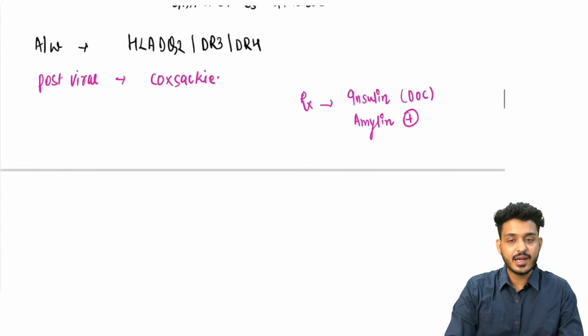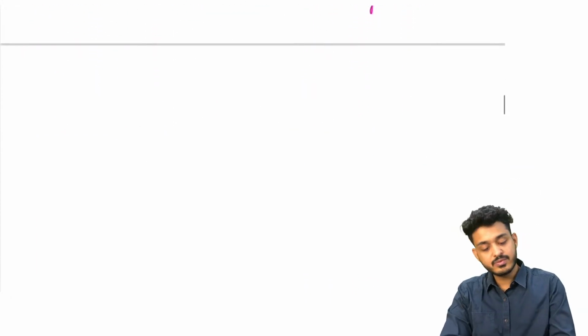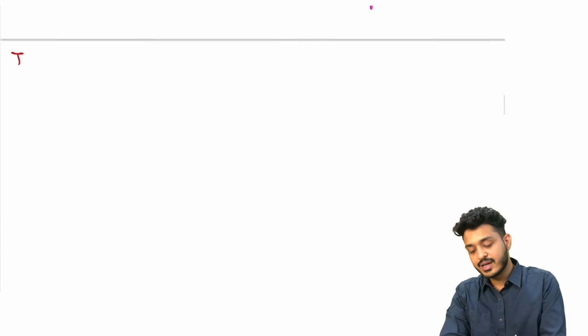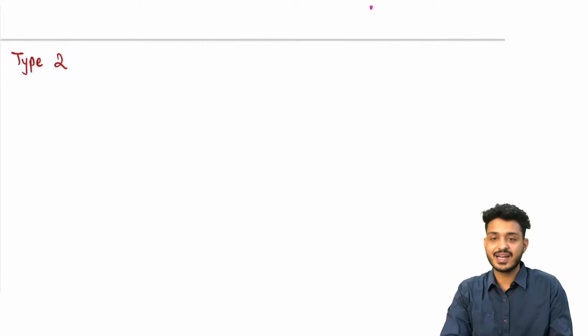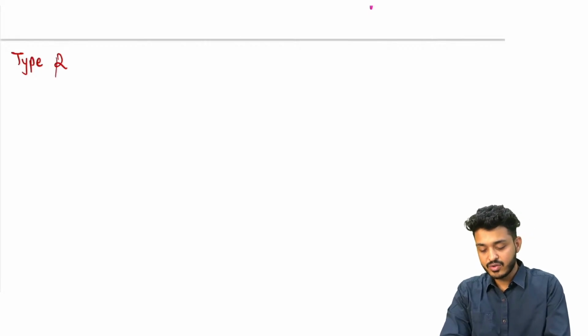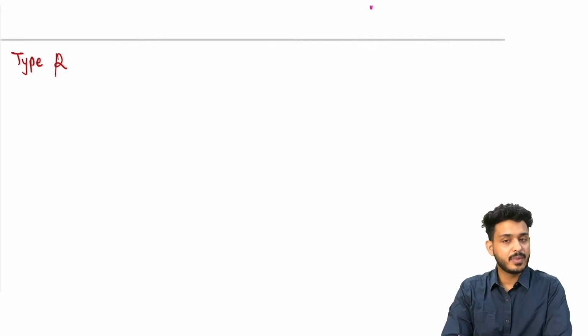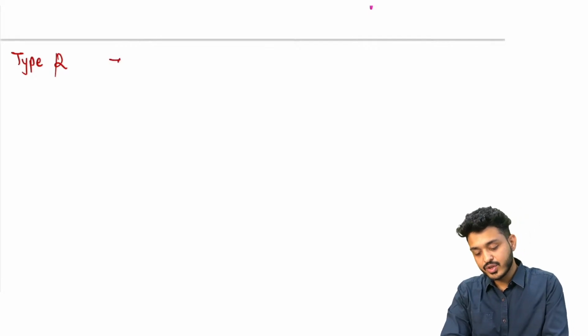Now, what is the second problem we are having? Type 2 diabetes mellitus, right? And can you make an R out of 2? Just make a straight line and it will become R. R means what?